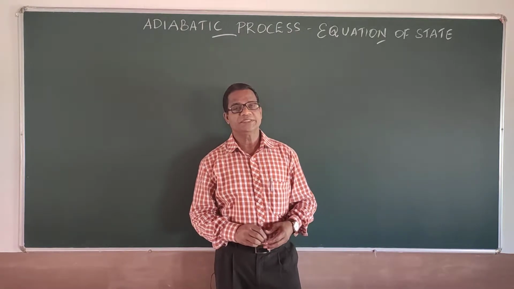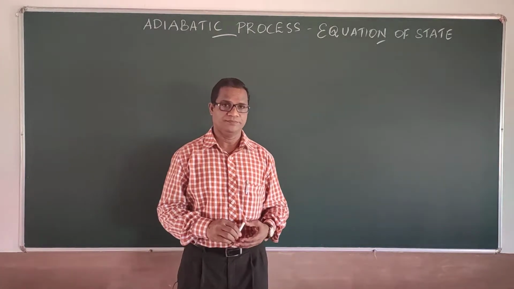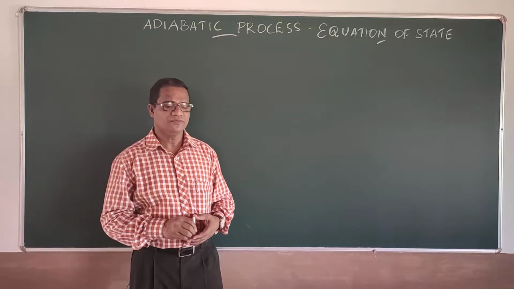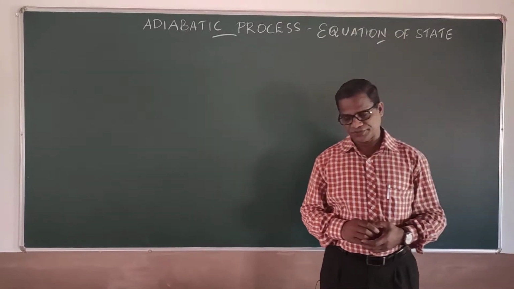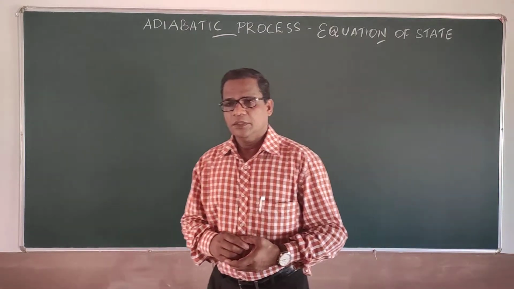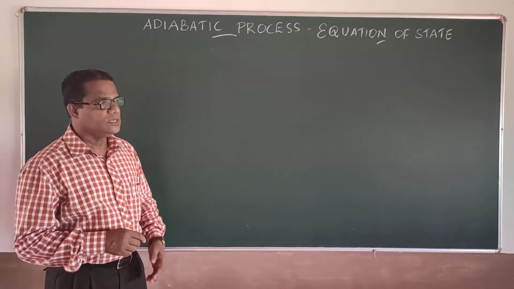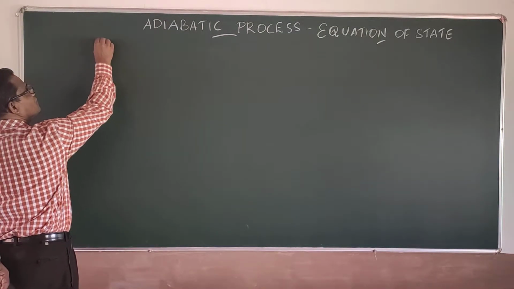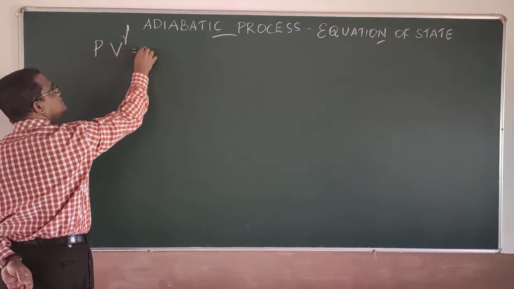So in this session we discuss the adiabatic process equation of state. As we have seen the equation of state for isothermal process, there we got PV equal to a constant. Now this being a very quick process, adiabatic process, we can obtain the equation of state in terms of pressure and volume as PV raised to gamma is a constant.